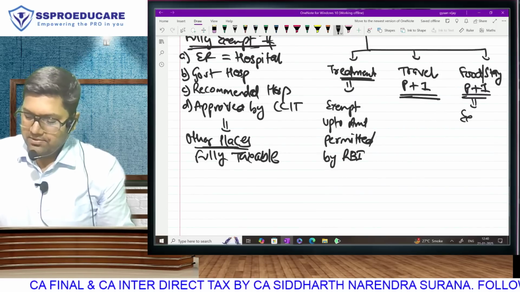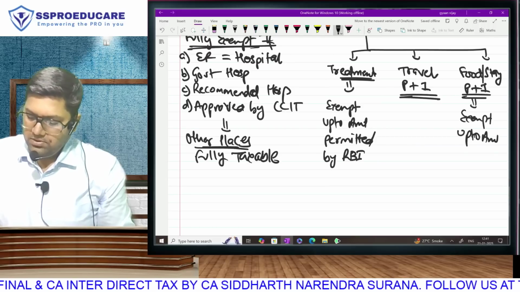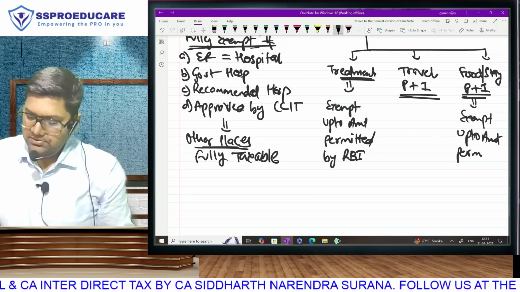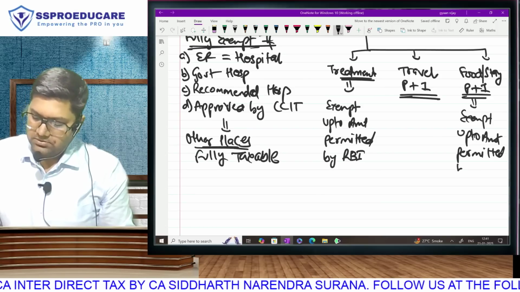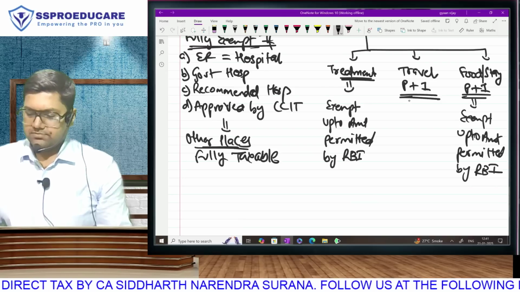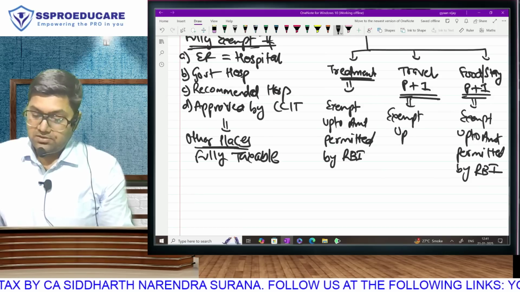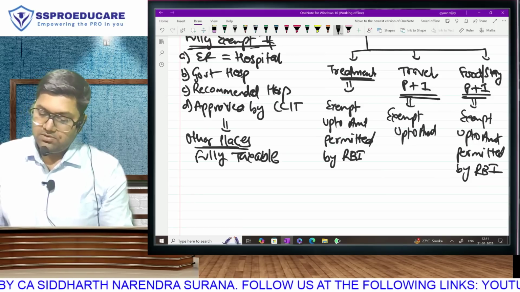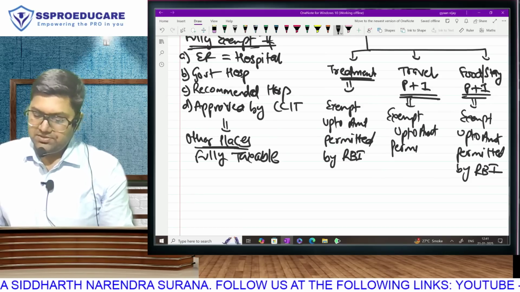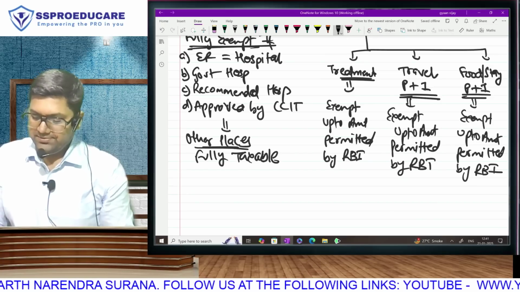Food and stay, exempt up to the amount permitted by RBI. Same. And travel. This is different. This is exempt up to an amount which is permitted by RBI.